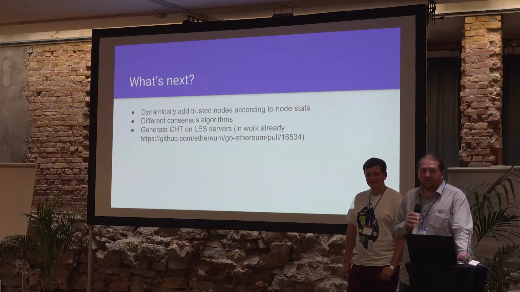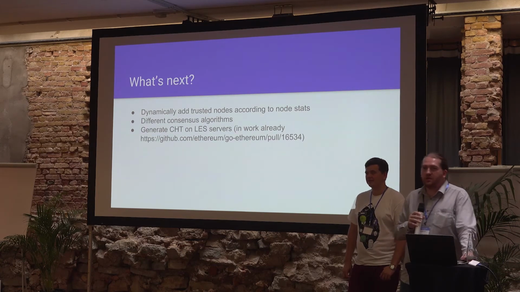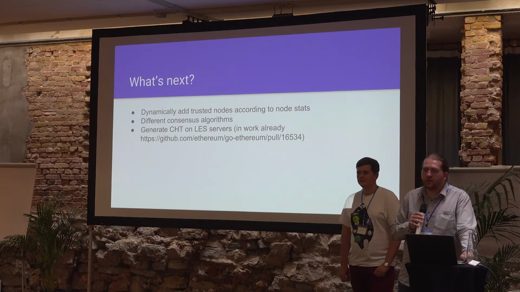Okay. And we do have some ideas how to make this feature even better for mobile and other devices. First of all, we should move from a static list of trusted nodes to dynamically selected trusted nodes according to some kind of statistics. We are thinking about it, we have some ideas, but we haven't checked it right now. We want to check different consensus algorithms, not only N of M, and check what can be better.